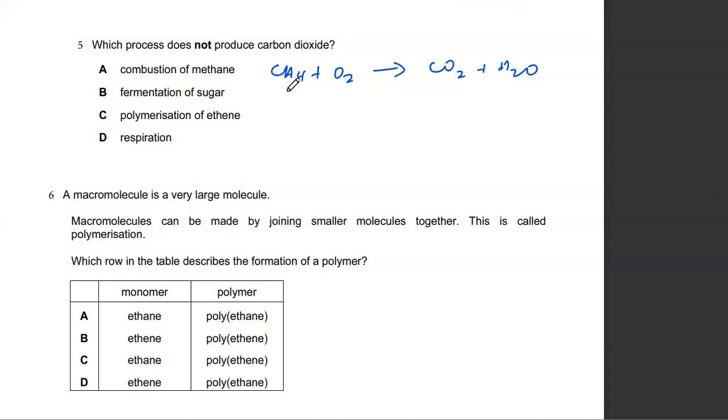Of course, fermentation of sugars, could be glucose, when it ferments, could produce carbon dioxide and what? Ethanol, right? Then, of course, polymerization of ethene can only produce polyethene, one large molecule. Remember, addition polymerization produces only one large molecule.